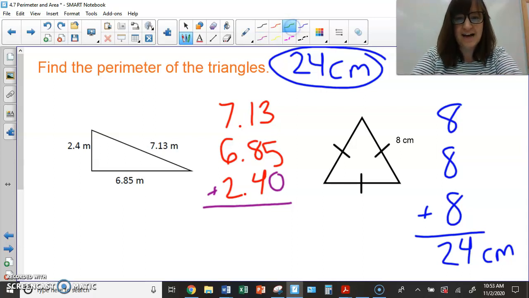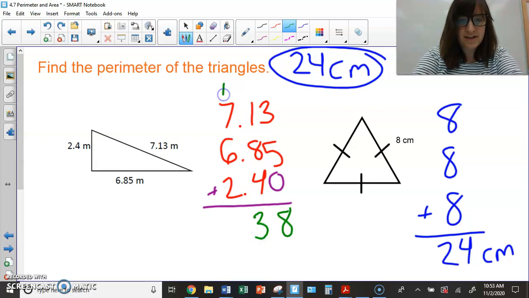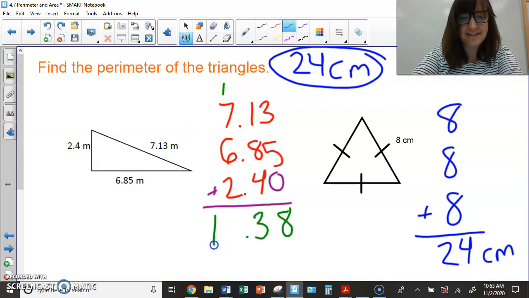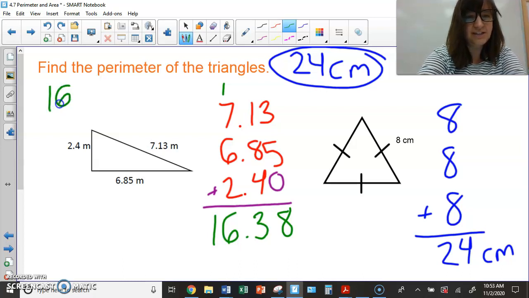So let's add this up. So 3 plus 5 is 8, 8 plus 1 is 9, 9 plus 4 is 13. A decimal point is going to go straight down like I was connecting the dots. I'm going to group a 10 here. I have 7 plus 2 plus 1, which is 10, and then I can say 10 plus 6 is 16. Okay, so the perimeter of this triangle is 16 and 38 hundredths of a meter.